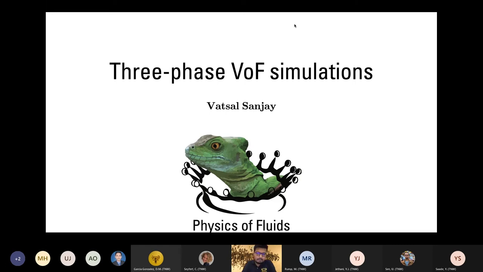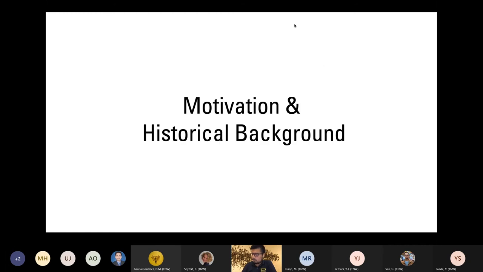We will talk about one simulation methodology that I developed in order to handle three different immiscible liquids using the geometric volume of fluid method. Before I go into the details of this solver, I would like to first talk about the motivation behind using the model that I have developed for three different liquids, and a bit of historical background for that.